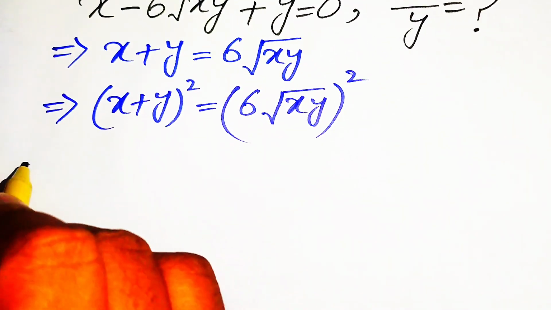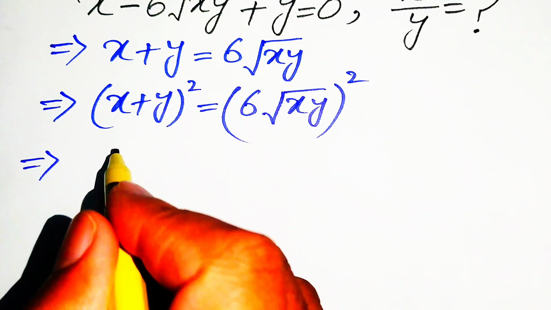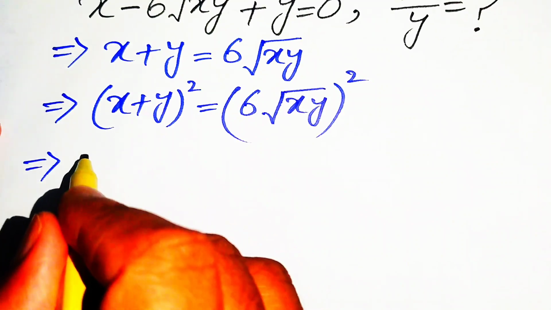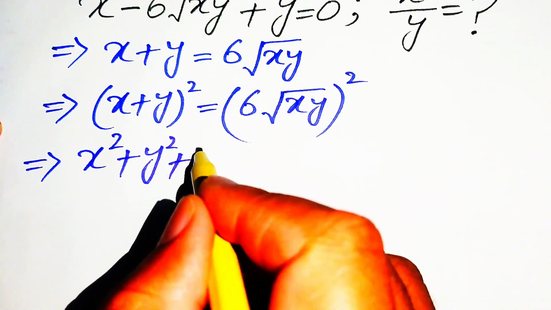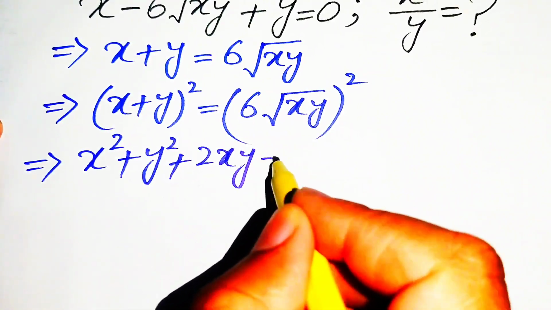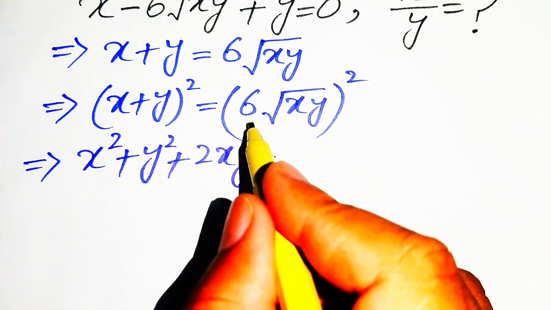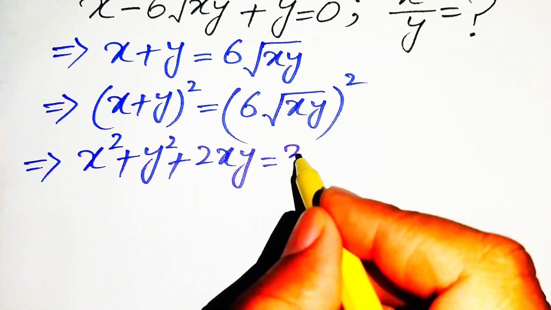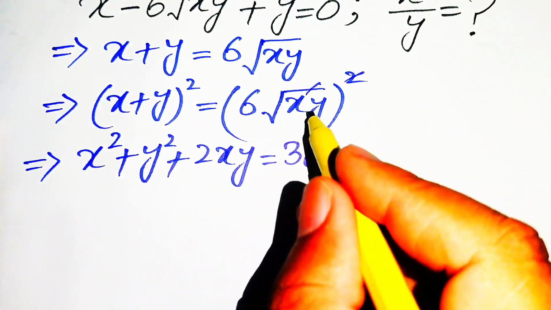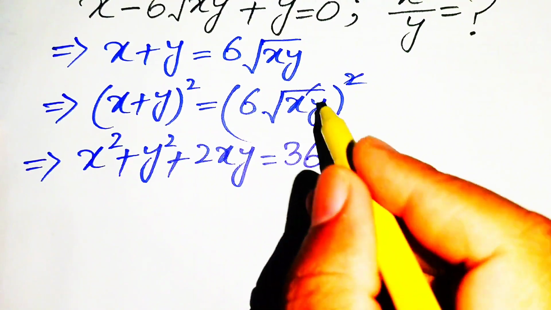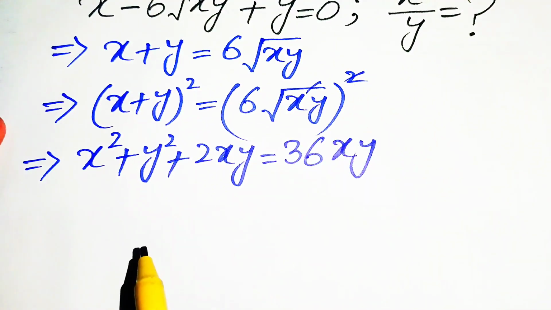In the next step we open this square identity, and we know that x plus y whole square equals x square plus y square plus 2 times xy, which equals, the square of 6 is 36, and the square of the square root of xy becomes xy, because the square root and the 2 are cancelled by each other.